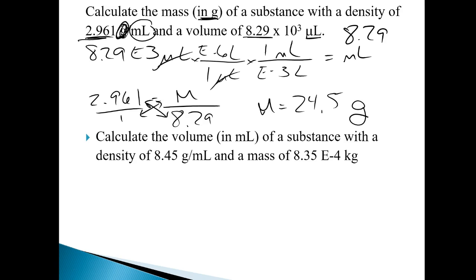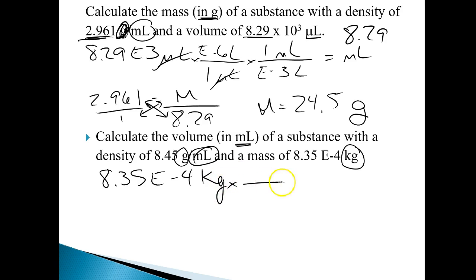Next one, you want to calculate the volume in milliliters, which matches the bottom unit, but you need to make sure that the mass matches the top unit, and it doesn't. So what you need to do first is do your conversion. And you need to change it into grams so it matches the top unit for density. Kilogram on the bottom to cancel, put a 1 where you see 2 letters, base unit on top, kilo means e to the third, so 0.835 grams.